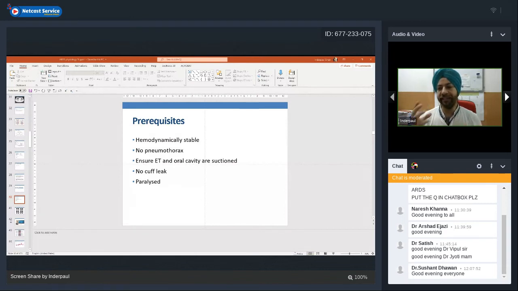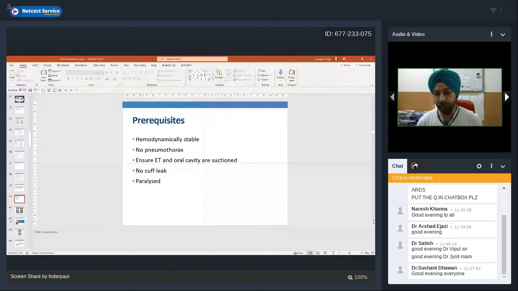So at each such event, you may choose to do recruitment maneuver, and recruitment is best done in the initial phase of ARDS, especially when there is a lot of pulmonary edema, when they are in the proliferative phase. However, in the later fibrotic phase, that is in the second or third week of ARDS, you should avoid doing recruitment maneuvers.